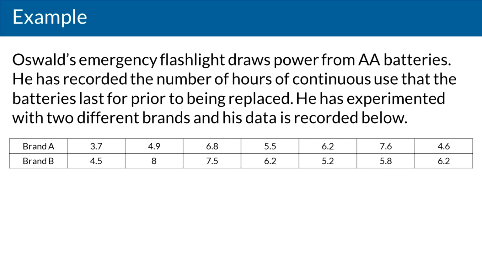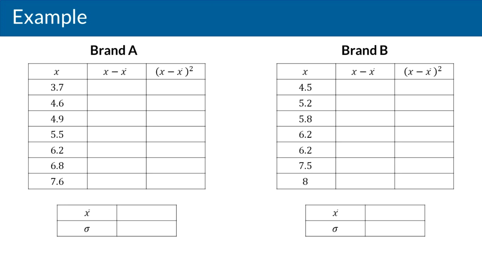To give you a sense of what standard deviation is useful for, we're going to look at a situation where we're looking at data for AA batteries that are being used in an emergency flashlight. So we have a person who's recorded the number of hours of continuous use that the batteries last before they need to be replaced. And this person has experimented with 2 different brands and so has collected data on both of those brands. If I'm going to calculate the standard deviation by hand, I'm going to want to do this in a table. It's just going to help to organize the data as we work through it. And so I've presented 2 tables here that I'll use for that purpose.